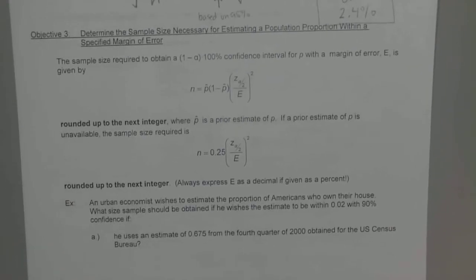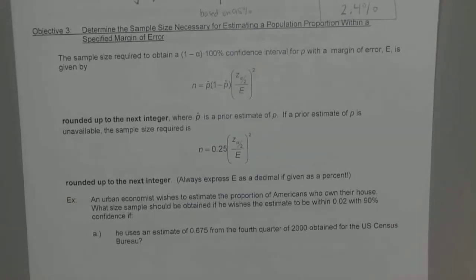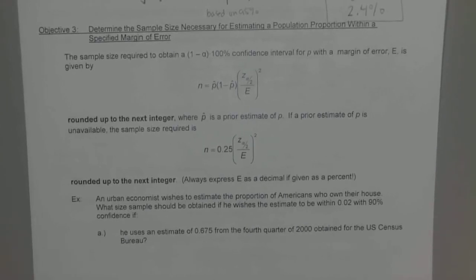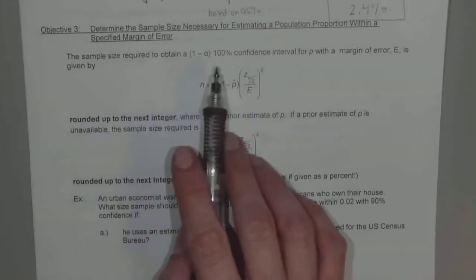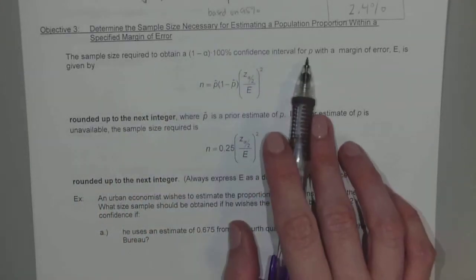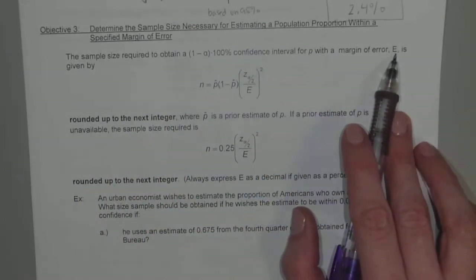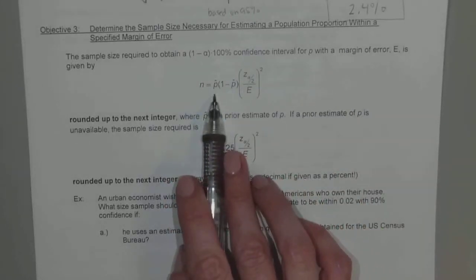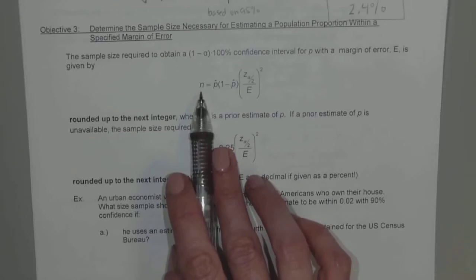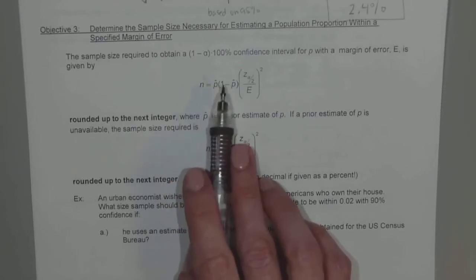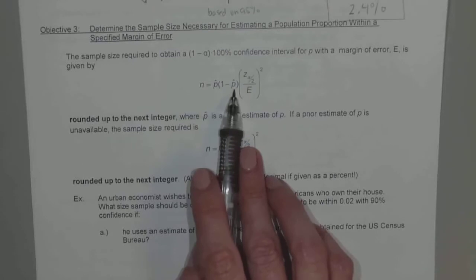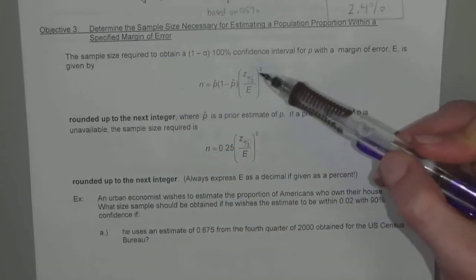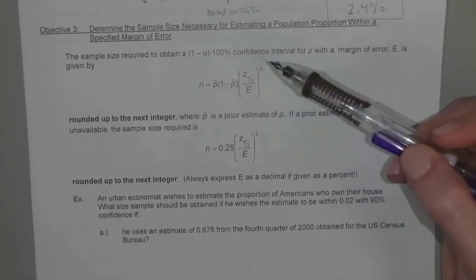Here's your formula, okay? And there are actually 2 formulas, and I'll talk to you about why there are 2 and when to use which one. It says the sample size required to obtain a confidence interval for P with a margin of error E is given by this formula. If you know your sample proportion, then we're going to figure out little n, your sample size, by taking your sample proportion times 1 minus the sample proportion times Z alpha over 2 over your margin of error. That's the only part that's squared, okay?